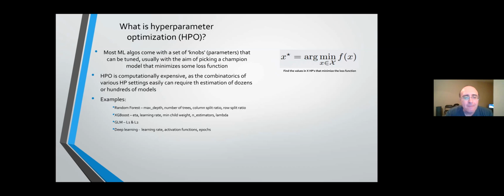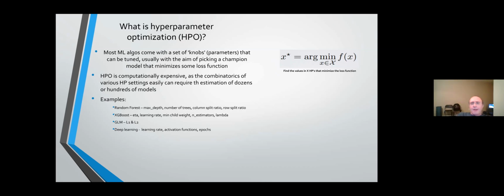One of the challenges with hyperparameter optimization is that it's computationally expensive, because if you think about it, especially when I get into explaining grid search, for every combination of parameters that you set, you are estimating that many models, and so it can quickly get out of hand from a computational standpoint, when you're trying to find what are the right settings for my particular model.